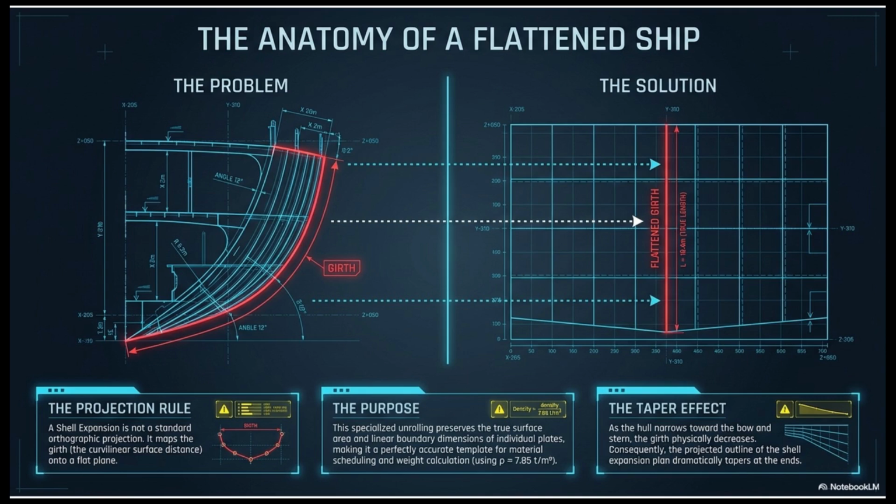Slide 4. The anatomy of a flattened ship. The projection rule. A shell expansion is not a standard orthographic projection. It maps the girth, the curvilinear surface distance, onto a flat plane. The purpose: this specialized unrolling preserves the true surface area and linear boundary dimensions of individual plates, making it a perfectly accurate template for material scheduling and weight calculation. The taper effect. As the hull narrows toward the bow and stern, the girth physically decreases. Consequently, the projected outline of the shell expansion plan dramatically tapers at the ends.